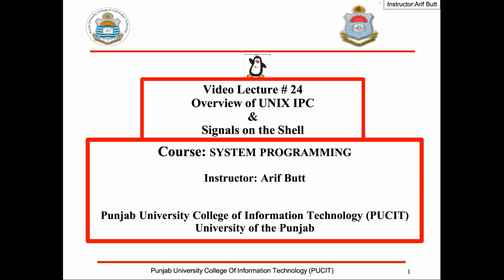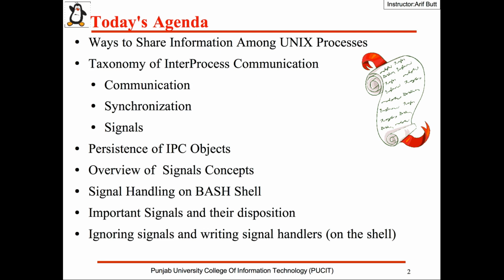Let us see what all is there on today's agenda. First of all, we will see different ways using which different UNIX processes share information. Then we will have a discussion on the taxonomy of inter-process communication and the persistence of different IPC objects. And in the second part of today's session, we will discuss the concepts of signals, and we will see how we can use these signals on the shell.